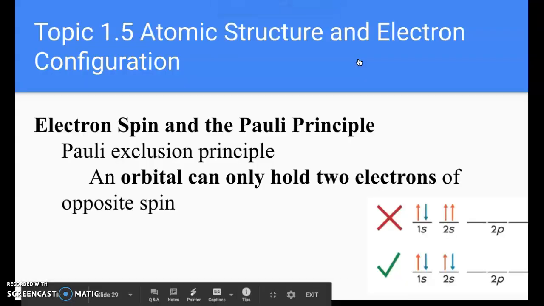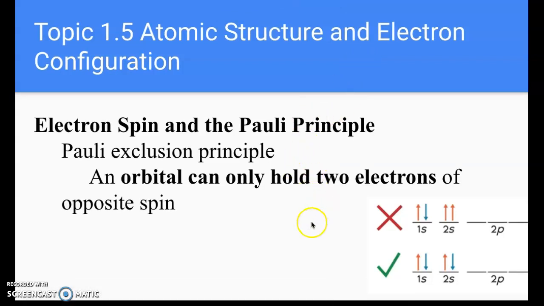Alright, so this is part 2 of the 1.4 and 1.5 notes screencast. So this is where we left off. The next item, and keep in mind what we're doing here is leading up to electron configurations.